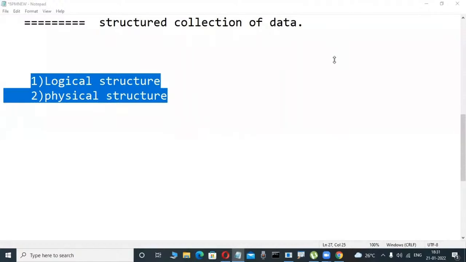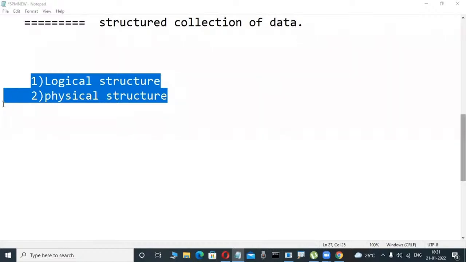What is logical structure? What is physical structure? Anybody? Okay, some fellows are telling me logical structure means logical structure, physical structure means physical structure only. Don't tell it like that. What is logical, what is physical? It is very easy.